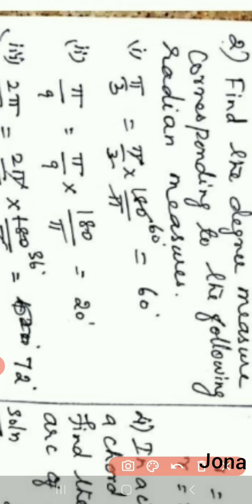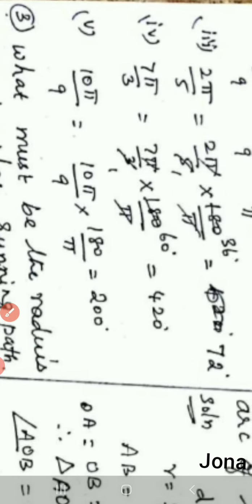Second one, pi by 9, into 180 by pi. Here also pi and pi will get cancelled. Here and here we can cancel, so that we have 20 degrees. Then look at the third sum, 2 pi by 5, into 180 by pi. Here pi and pi will get cancelled. Then the 5 table you can cancel here, so that we have 2 into 36, which is 72 degrees. We have to put degrees without fail.